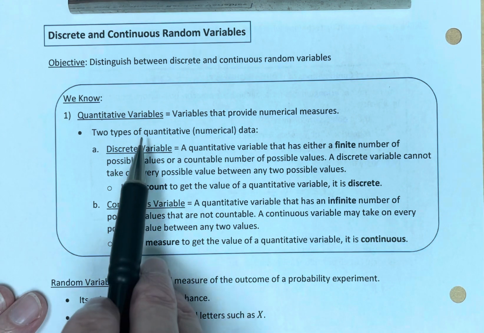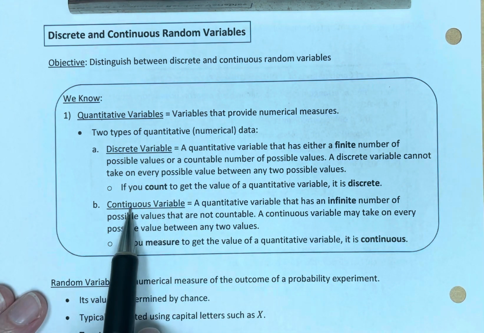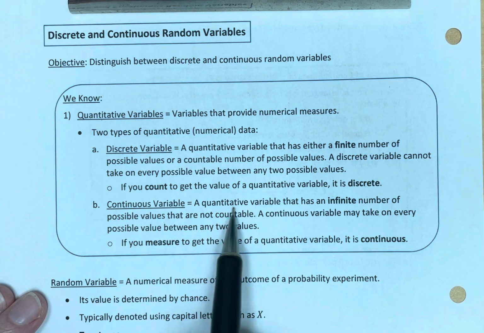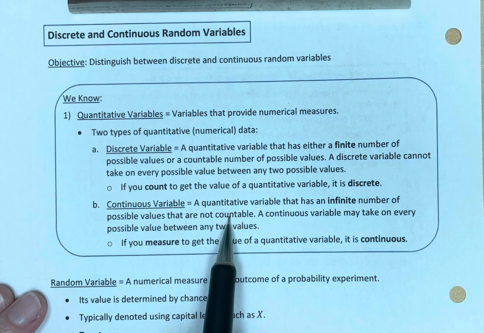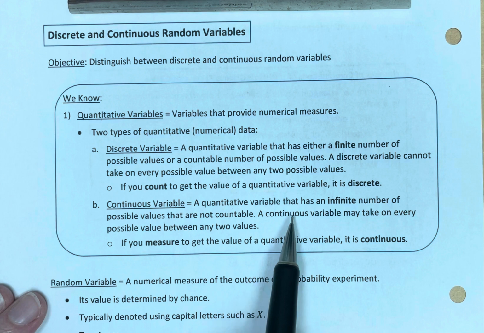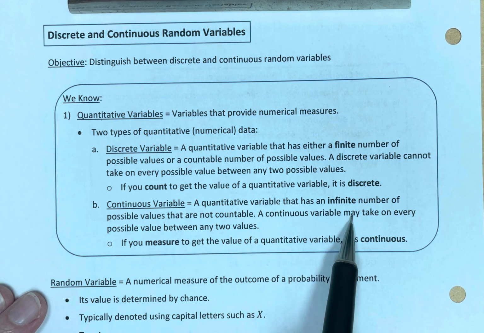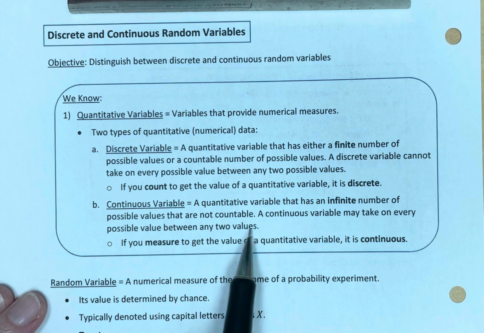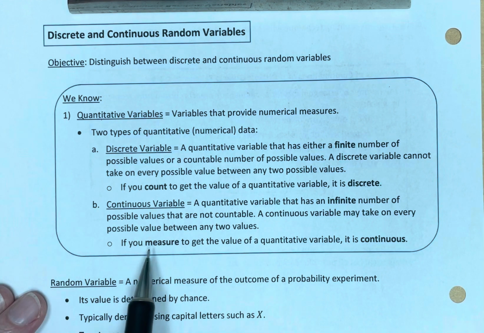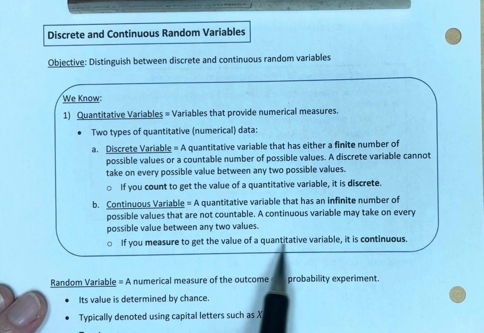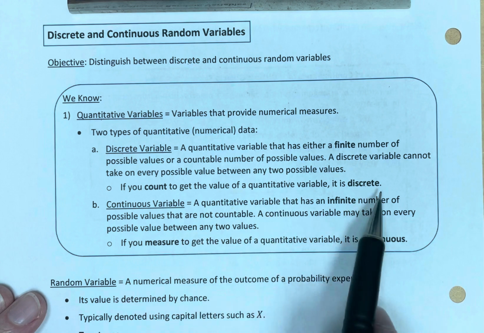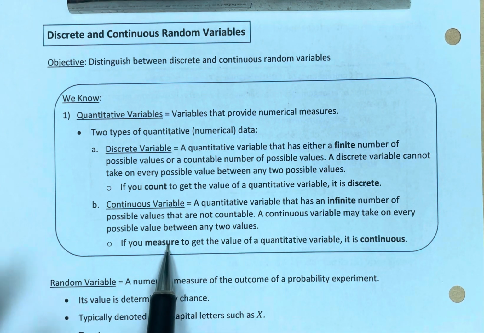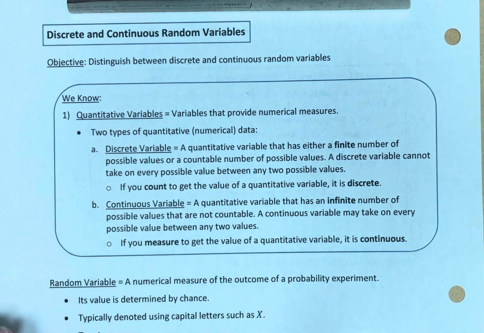Okay, the second type of quantitative variable is a continuous variable. A quantitative variable that has an infinite number of possible values that are not countable because there's an infinite possibility. You can't count them. A continuous variable may take on every possible value between any two values. If you measure to get the value of a quantitative variable, it is continuous. So if you're counting to get the value, it's discrete. If you're measuring pounds, for example, seconds, for example, it is continuous.